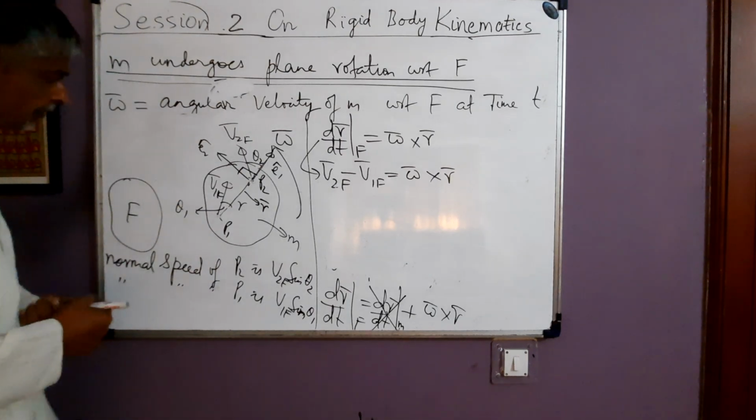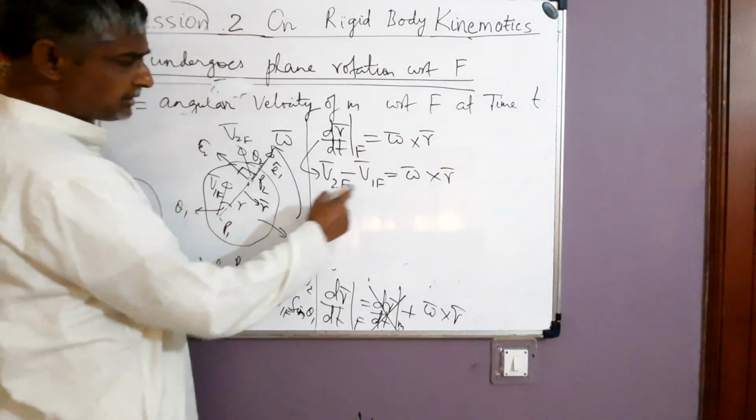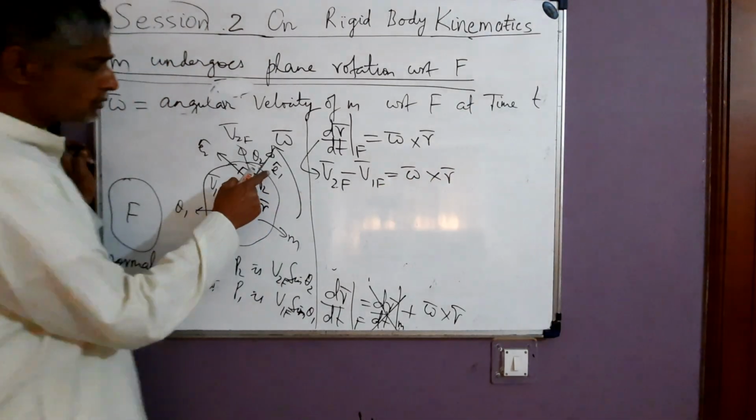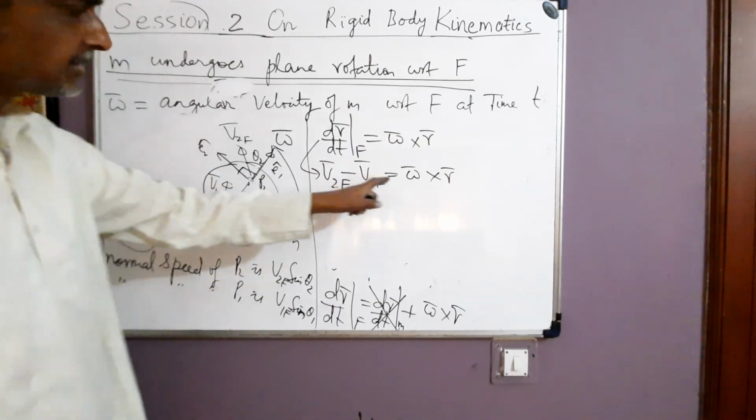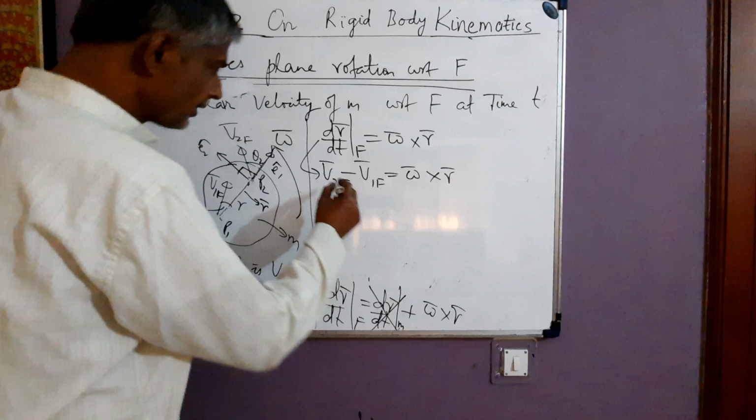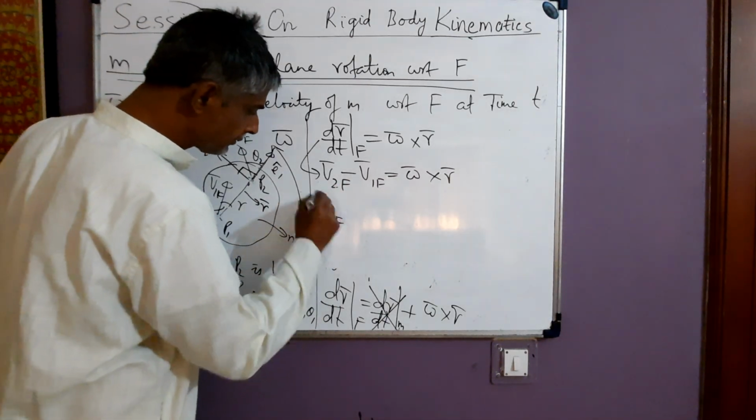So what do we do now? We express V1f, V2f, omega and r in terms of E1, E2 unit vectors and substitute in this formula. And then we get the second expression for omega. Okay. So first of all, how do you write V2f?